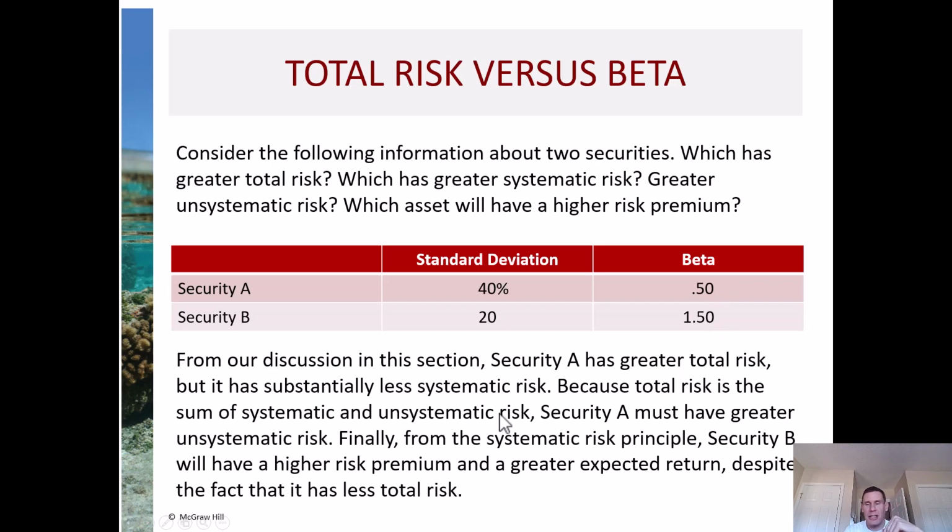So from our discussion in this section, security A has greater total risk, but it has substantially less systematic risk, right? Look at that 0.5. Because total risk is the sum of systematic and unsystematic risk, security A must have greater unsystematic risk. So finally, from the systematic risk principle, security B will have a higher risk premium and a greater expected return, despite the fact that it has less total risk. Because security A, you could mix this up, diversify a lot of this away. Security B, it's going to be very hard for you to do that.